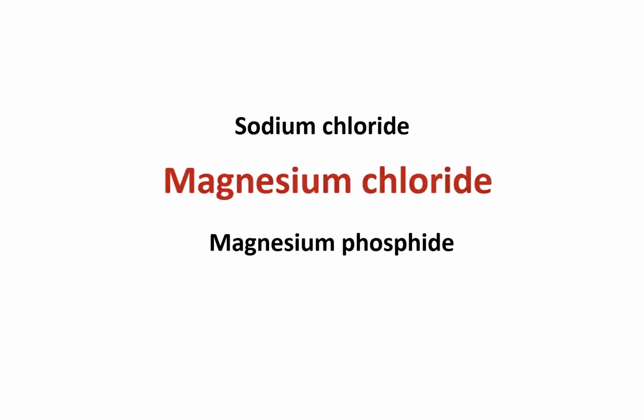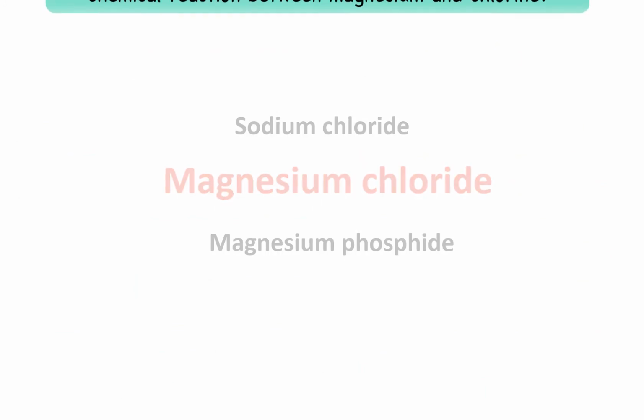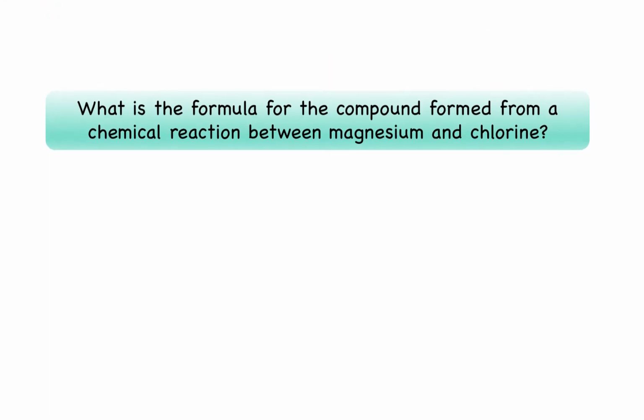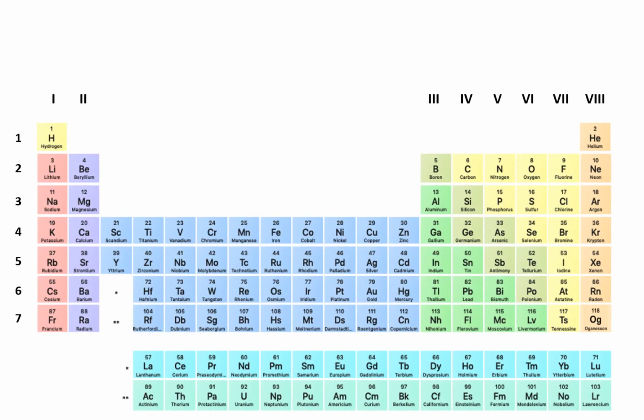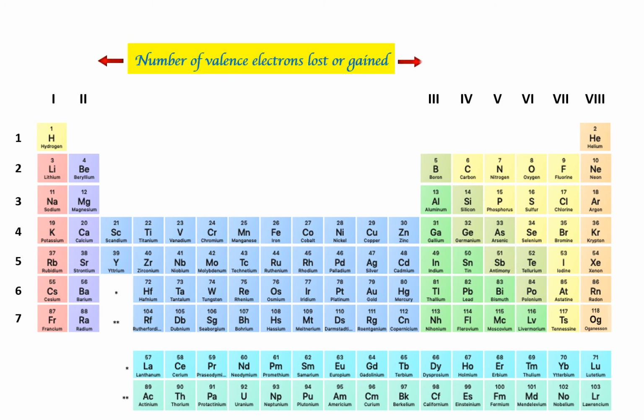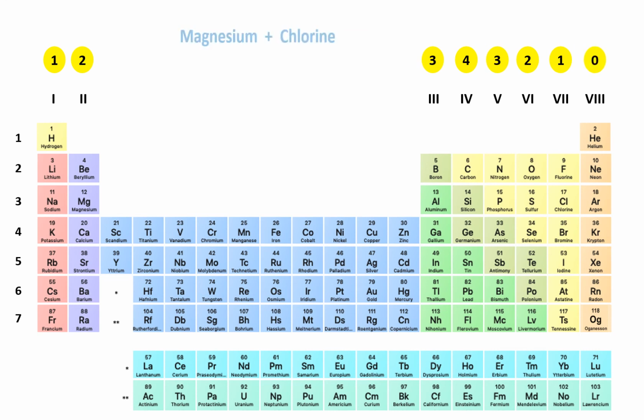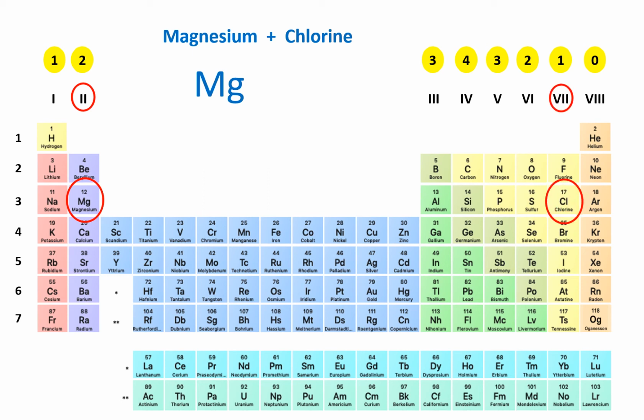We'll follow the same procedure to answer the question, what is the formula for the compound formed from a chemical reaction between magnesium and chlorine? On our periodic table, we'll make note of the number of valence electrons lost or gained. Remember, these numbers are 1, 2, 3, 4, 3, 2, 1, 0. We find the location of the elements. Magnesium is in group 2. Its symbol is Mg. Chlorine is in group 7. Its symbol is Cl.